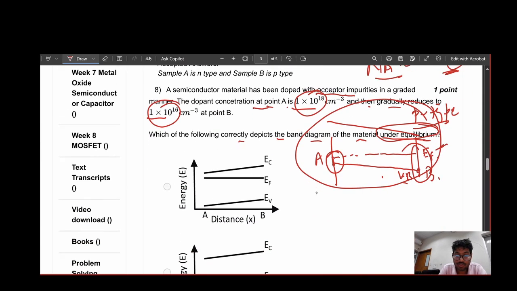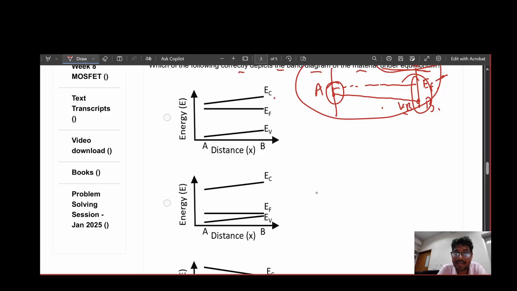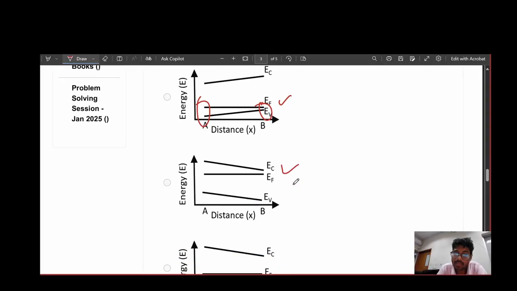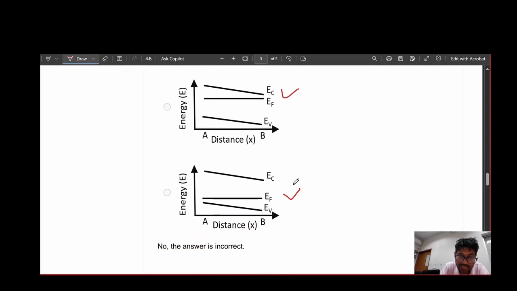So let us see. In this one, this is an N-type semiconductor. This is a P-type semiconductor, but at point B the concentration is more than at point A. This is again an N-type semiconductor. This is a P-type semiconductor with the dopant concentration at A more than the dopant concentration at B. Got the answer? Got the point?